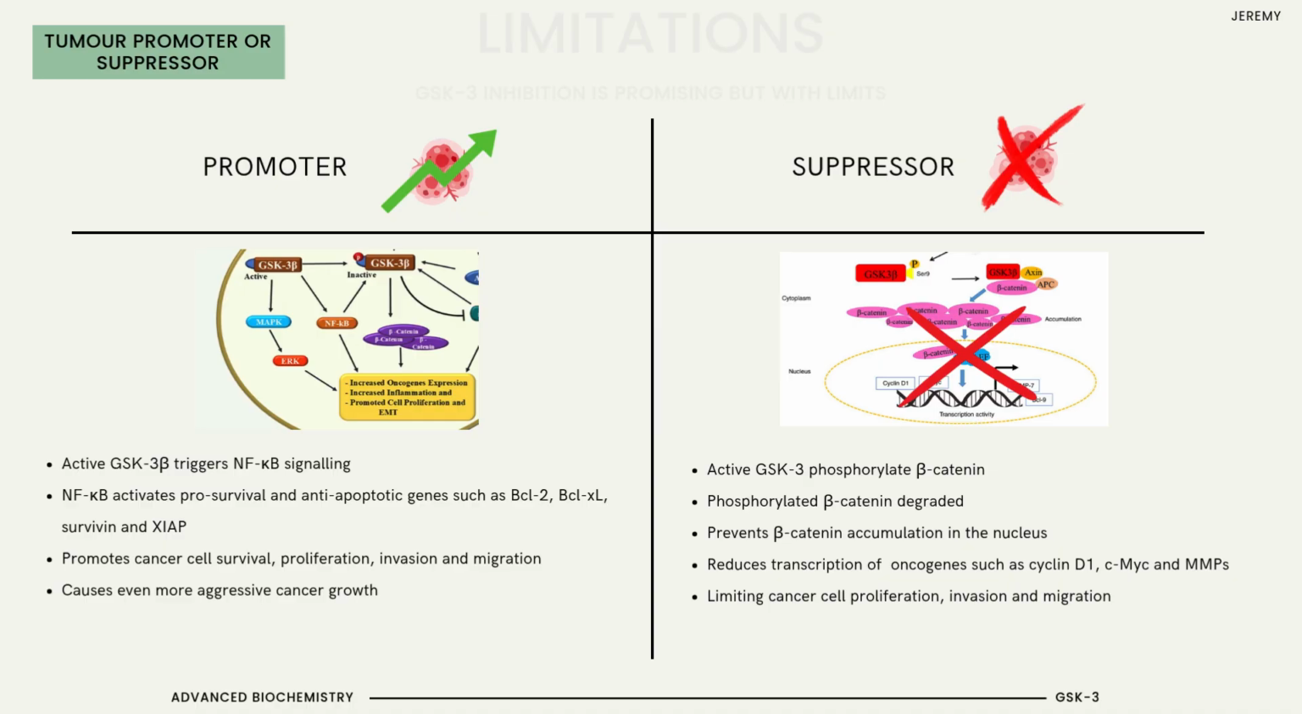However, GSK-3 beta can also act as a tumor suppressor. As mentioned by Eldrian earlier, active GSK-3 beta can phosphorylate beta-catenin. So the phosphorylated beta-catenin is degraded. So this prevents beta-catenin from accumulating in the nucleus. So this will prevent or reduce transcription of oncogenes such as cyclin D1 and MMPs. So this will actually stop cancer cell proliferation. So as you can see, GSK-3 can act as a promoter or suppressor. So by inhibiting, we might be inhibiting its tumor promoting properties, but at the same time, we will also be stopping its tumor suppressing properties.